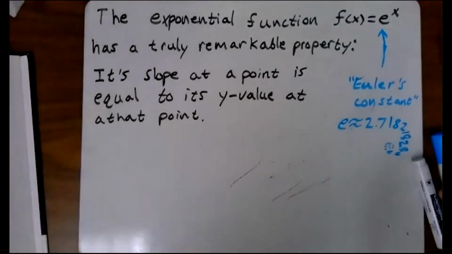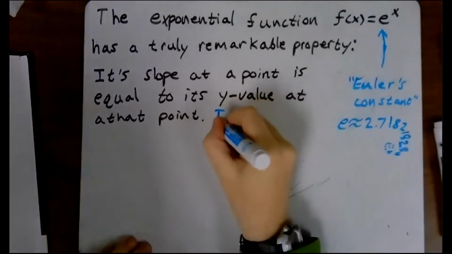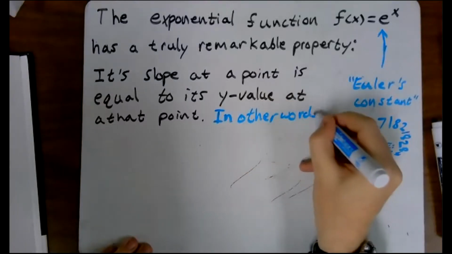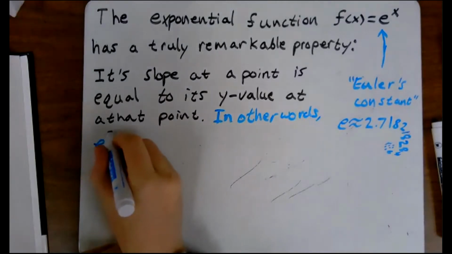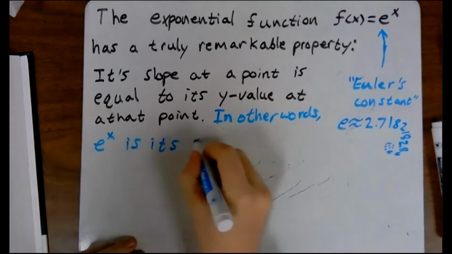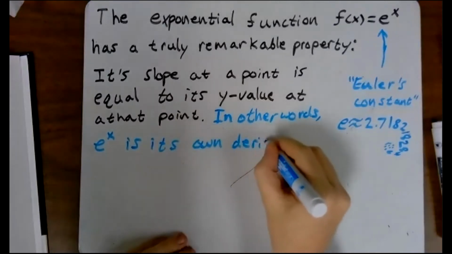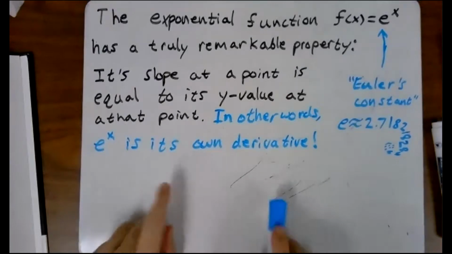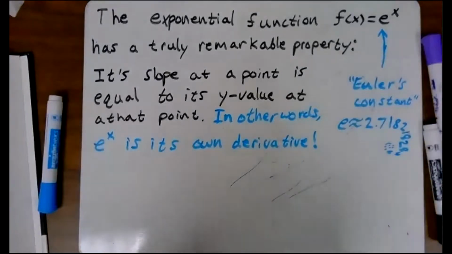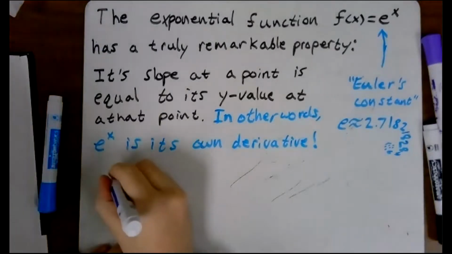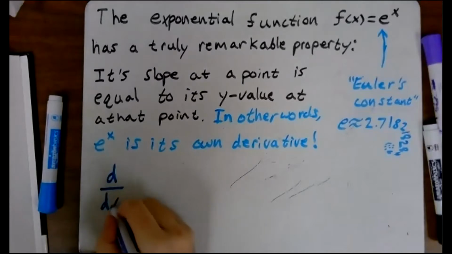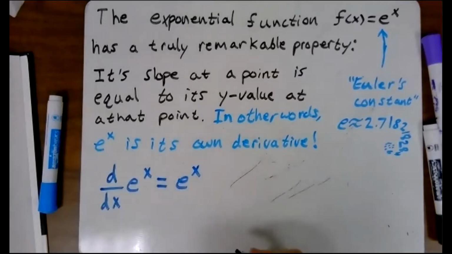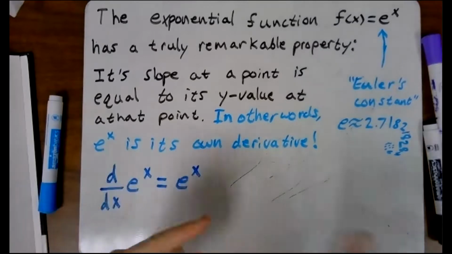In other words, e to the x is its own derivative. And this is really cool. So, the derivative with respect to x of e to the x is equal to e to the x. That's awesome. Let me show you in Desmos.